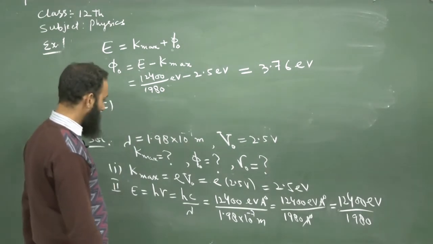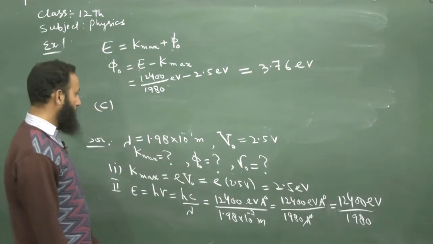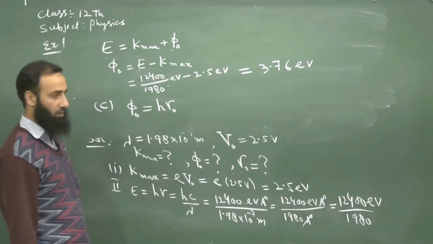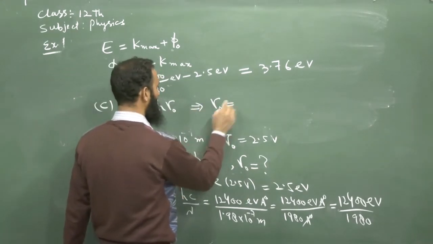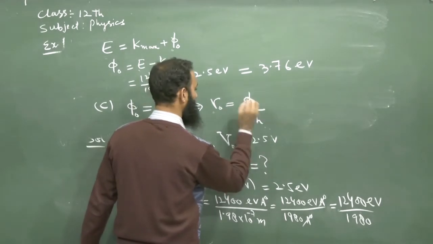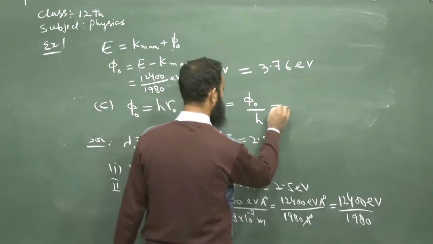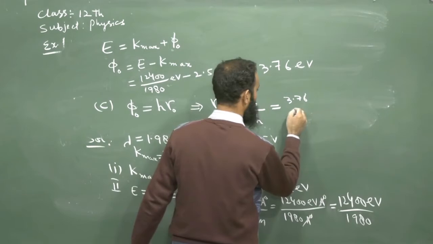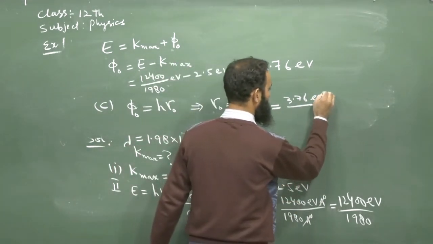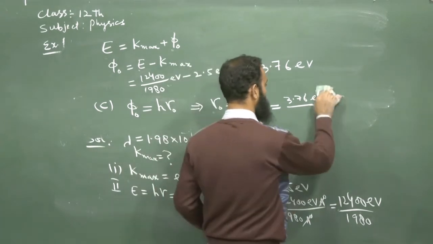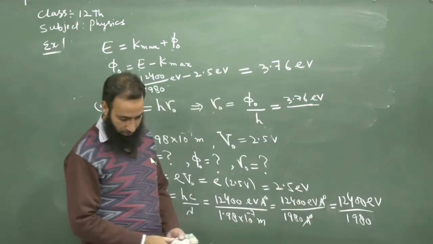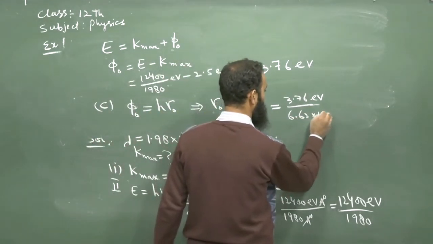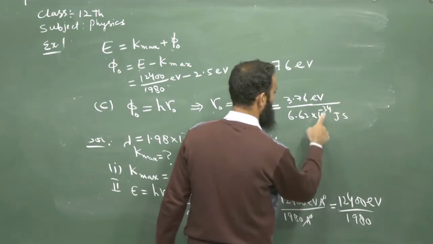Now part C. You have to calculate the threshold frequency. You know that work function is equal to Planck's constant times the threshold frequency. This implies that the threshold frequency nu naught is equal to phi naught divided by h, which is equal to phi naught, which we have determined as 3.76 electron volt, divided by h. h is 6.62 into 10 raised to power minus 34 joule second. Now we'll convert this.